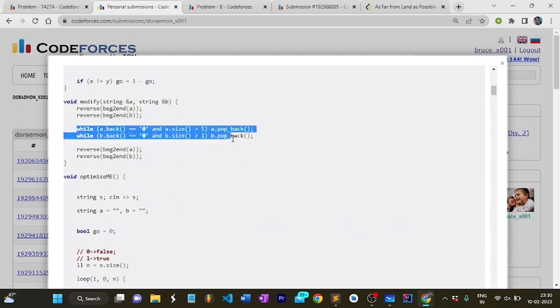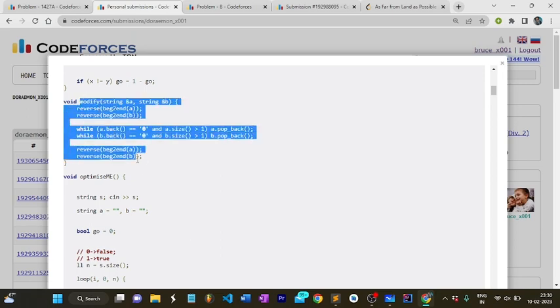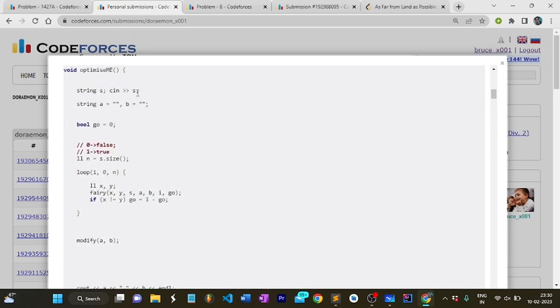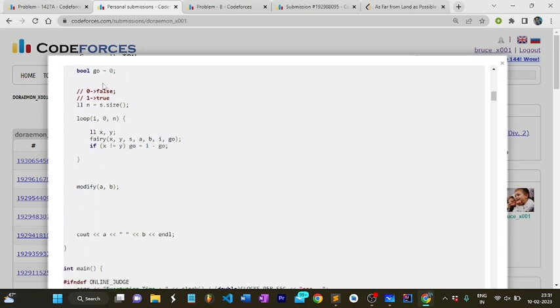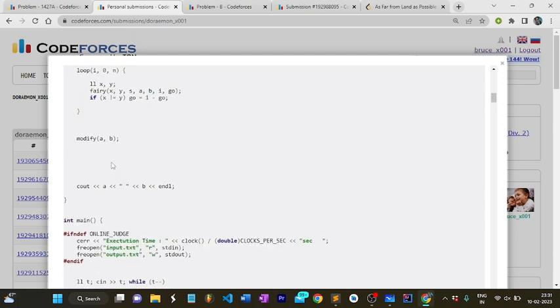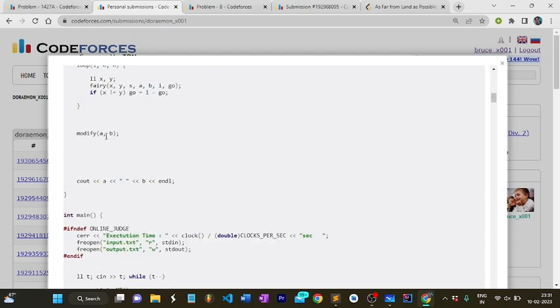And this was the case for the leading zeros. You can reverse the number and pop back and again reverse. So this is the modify function which I have created, and here I have taken the string as input. I have taken the number as a string, and I have taken two empty strings a and b, and I have called the function for computing my answer, like here for adding the numbers, dividing them equally among a and b, and then I'm modifying the number for removing the leading zeros, and then I'm printing the number.